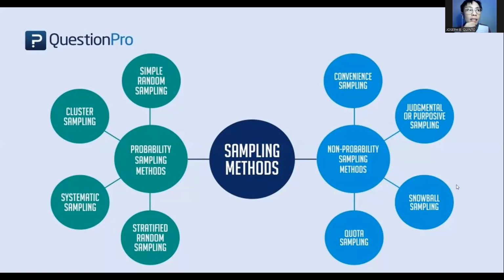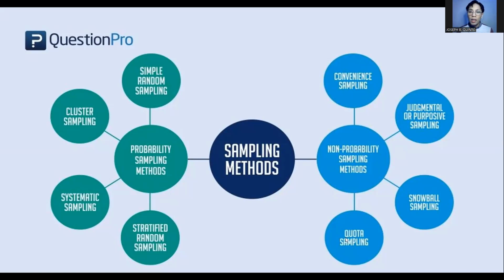Snowball sampling is for studies that are pretty sensitive. Say your nursing research study is HIV related and your participants are people with HIV. Since it's difficult to simply ask, do you have HIV? Do you have HIV? That's highly unethical. You may use snowball sampling, like one HIV patient refers another HIV patient, and that patient refers another person with HIV. That's called snowball sampling.